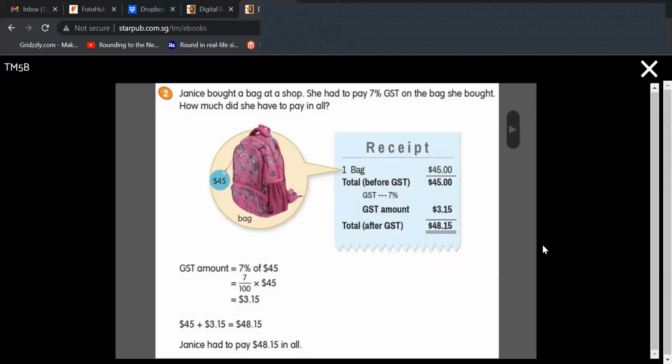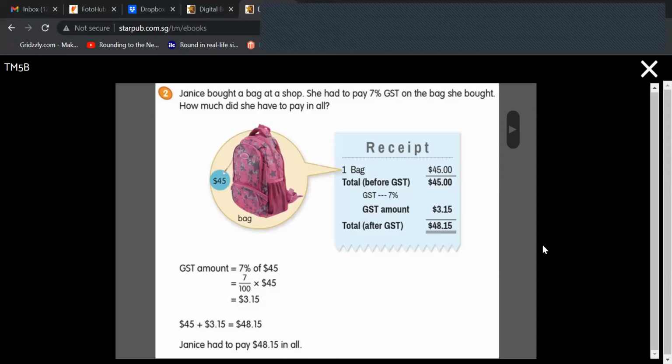One bag here, before you pay the actual amount, it costs $45. Now, that's before the GST is being charged. Then you have a 7% GST. On the receipt it is indicated $3.15. So the actual amount that Janice has to pay in all is that $3.15 GST plus the original price of the bag, that's $45. Together is $48.15.